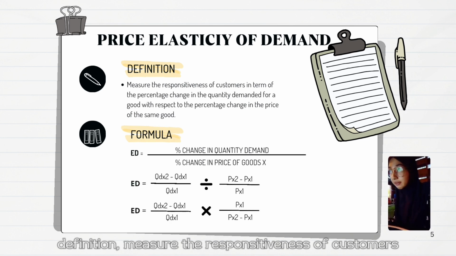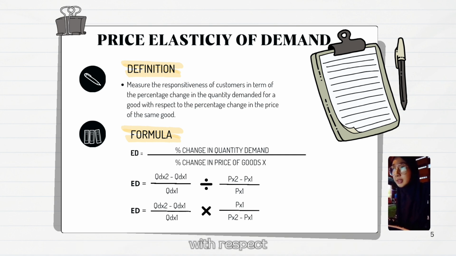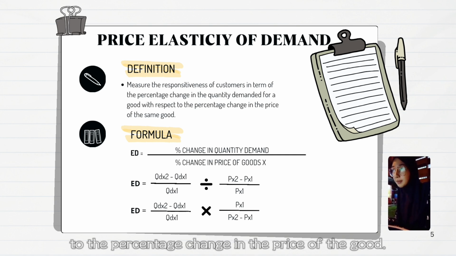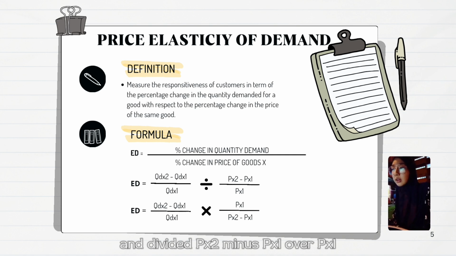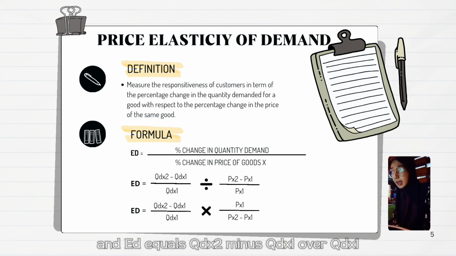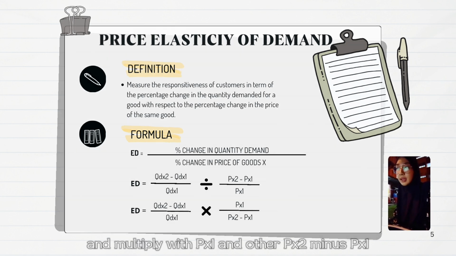Definition: measure the responsiveness of customers in terms of the percentage change in the quantity demanded for a good with respect to the percentage change in the price of the same good. So formula: ED equals percentage change in quantity demanded over percentage change in price of good X. So ED equals (QDX2 minus QDX1) over QDX1, divided by (PX2 minus PX1) over PX1. And ED equals (QDX2 minus QDX1) over QDX1, multiplied by PX1 over (PX2 minus PX1).